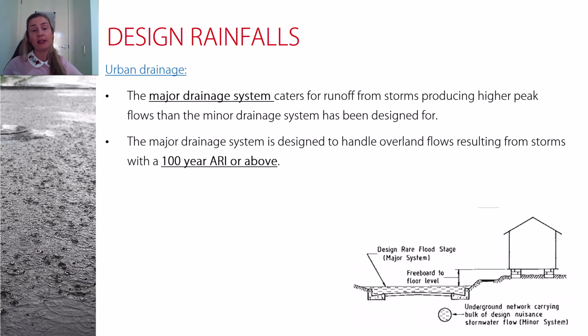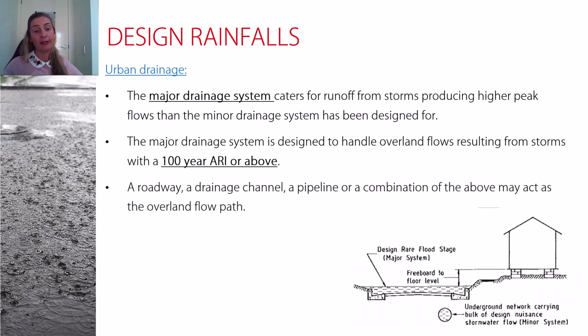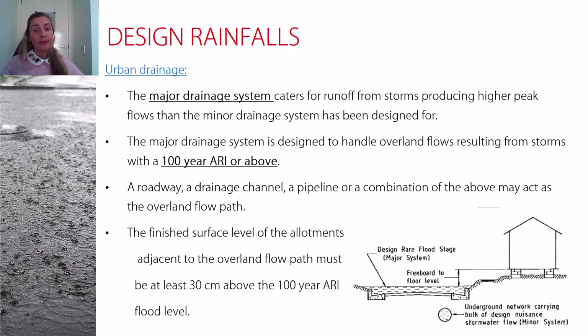Therefore, these systems are more important than the minor drainage systems because they are used to convey the big amount of floods. A roadway, a drainage channel, a pipeline, or a combination of the above may act as the overland flow path. As a general rule, the finished surface level of the allotments adjacent to the overland flow path must be at least 30 centimeters above the 100-year ARI flood level.